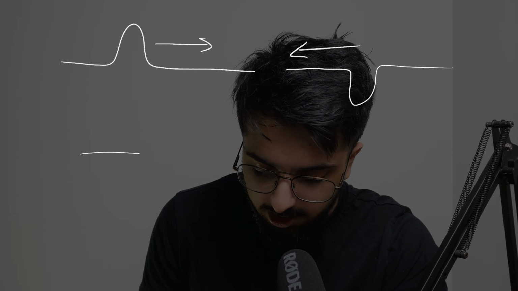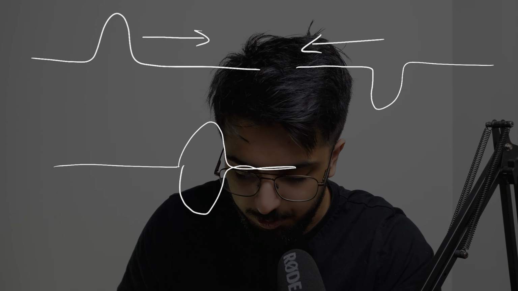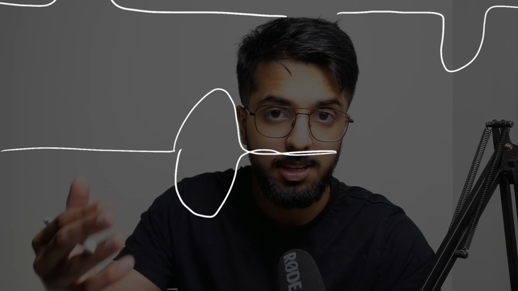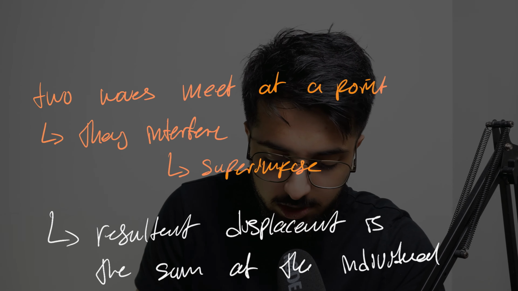We will eventually have a case where these two waves meet like this, essentially. That's the best drawing I could do. But those two waves are meeting at the exact same point. Like I said here, when two waves meet at a point, that is this situation right here. So let's look at the definition. When two waves meet at a point, they interfere and they superimpose, and the resultant displacement is the sum of the individual displacements.